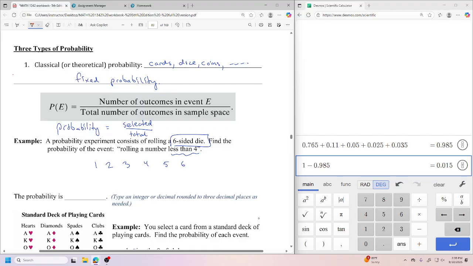I'm going to select what they are saying. And they said less than 4. What numbers are less than 4? Yeah, 1, 2, and 3. These guys, right? Notice that I'm physically selecting them. So I'm going to go back to my probability formula.